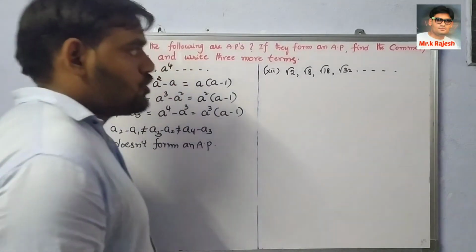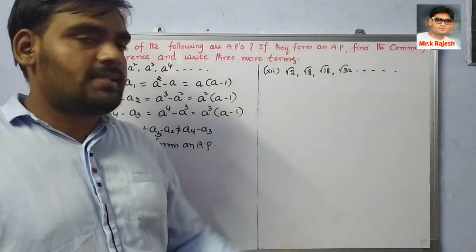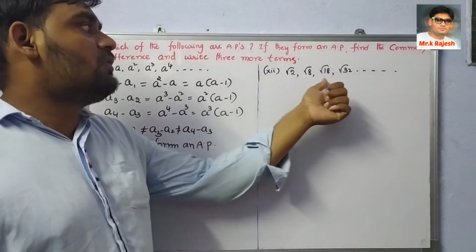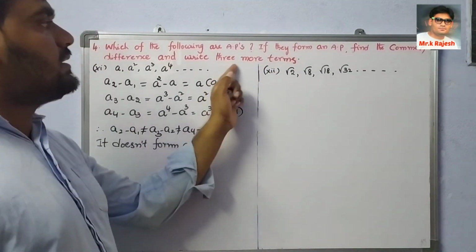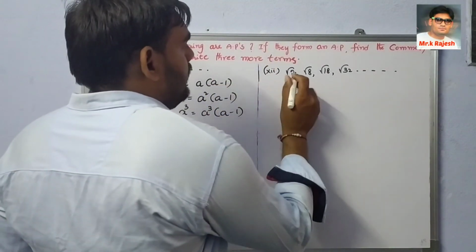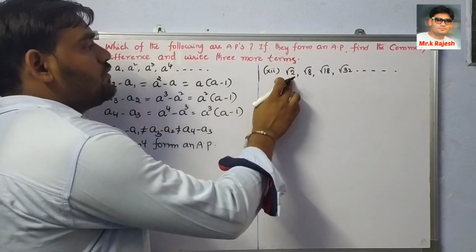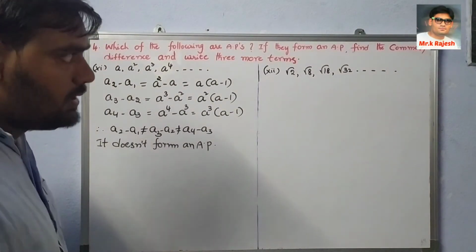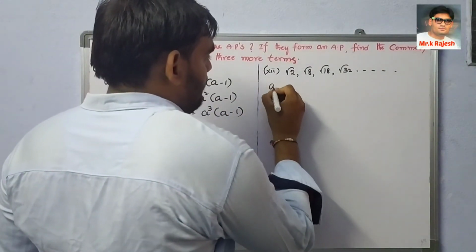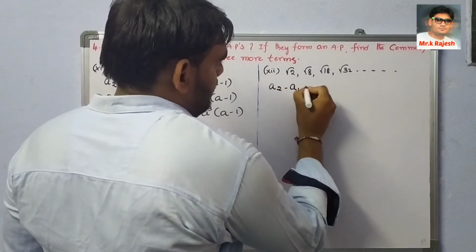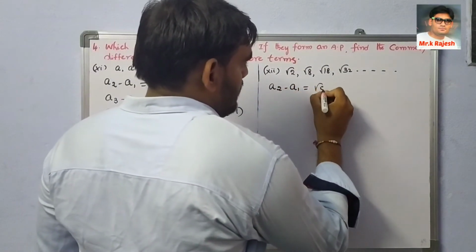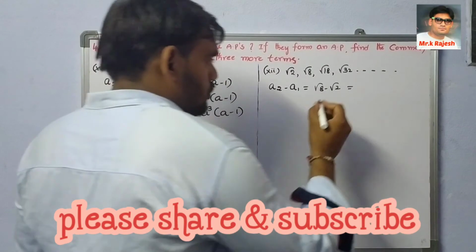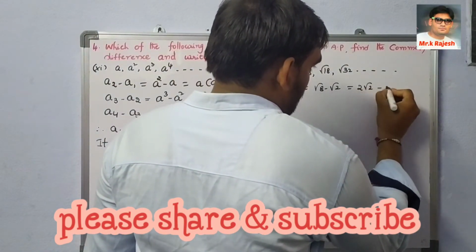So here root 2, root 8, root 18, root 32 and so on form an arithmetic progression or not. If the list of numbers form an arithmetic progression, we need to write 3 more terms. So here a1 is equal to root 2, a2 is equal to root 8, a3 is equal to root 18, a4 is equal to root 32. So we need to find common difference. So for that, a2 minus a1 we need to find, that is root 8 minus root 2. So root 8 we can write as 2 root 2, 2 root 2 minus root 2.